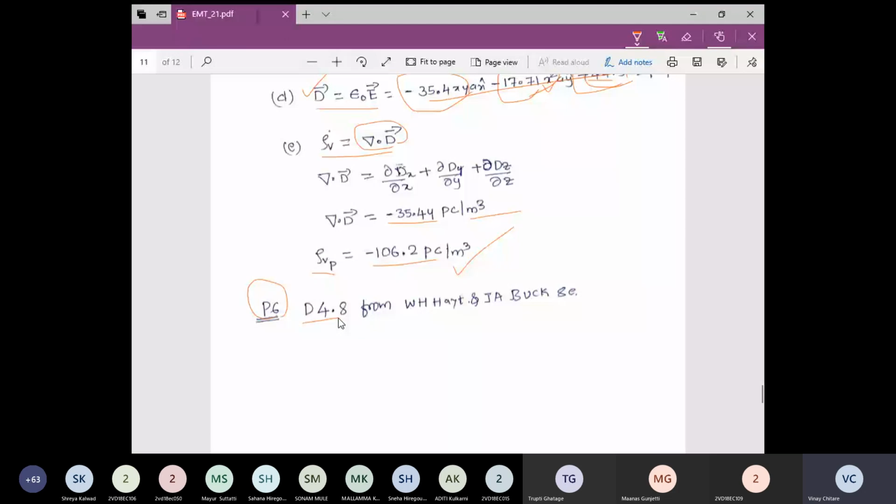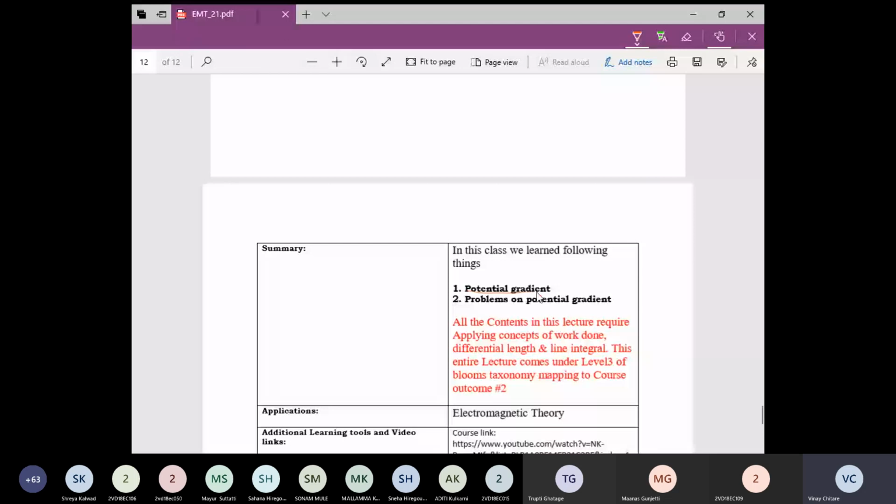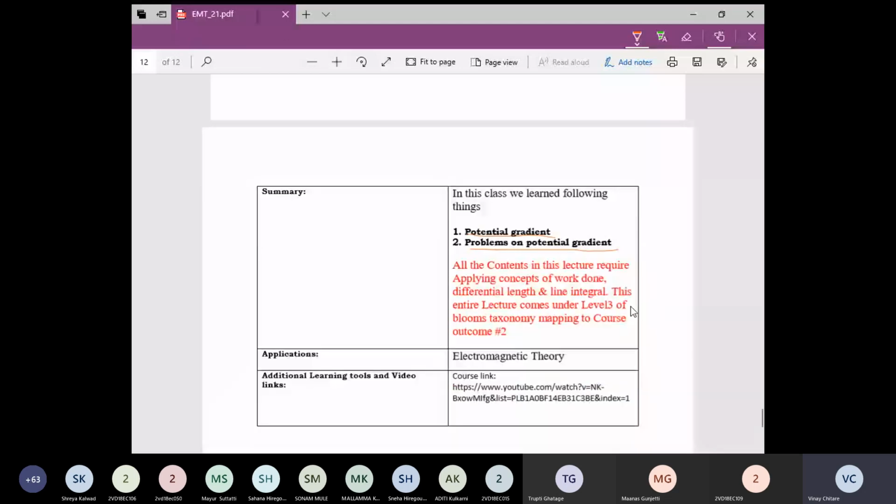You could see that in today's class we have discussed the potential gradient, and we have solved a problem on the potential gradient. So all the contents in this lecture require applying the concepts of work done, differential length, line integral. So this entire lecture comes under Bloom's level 3, mapping to course outcome 2.